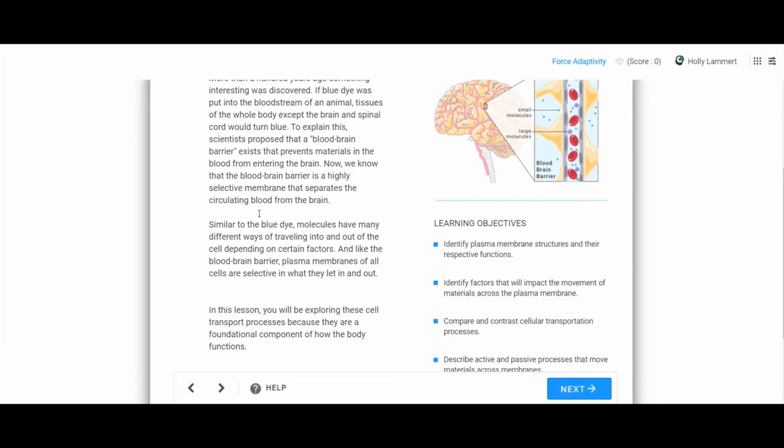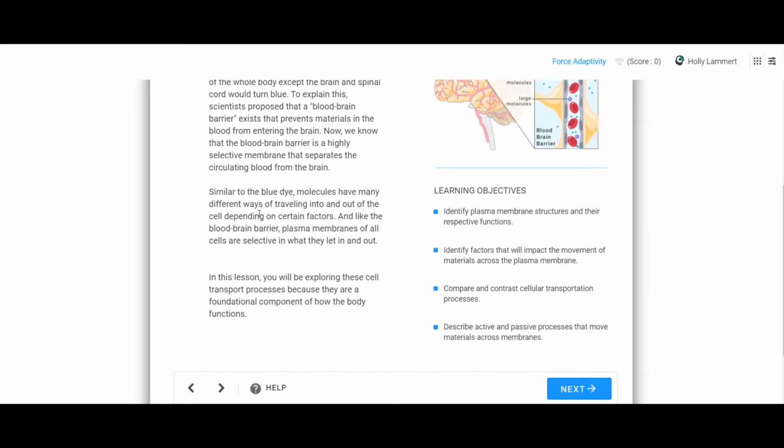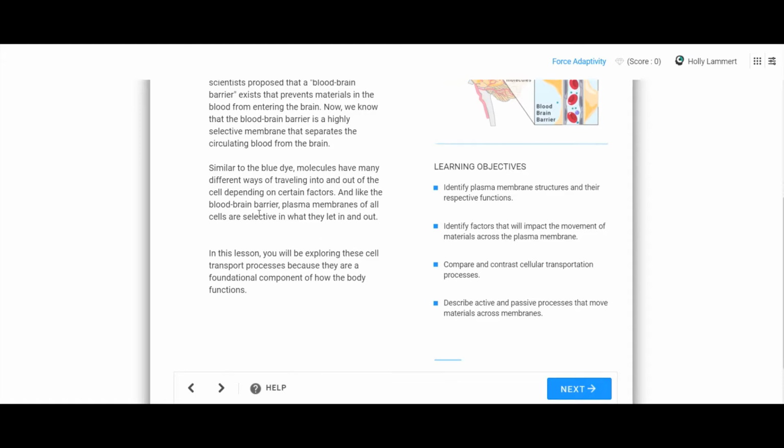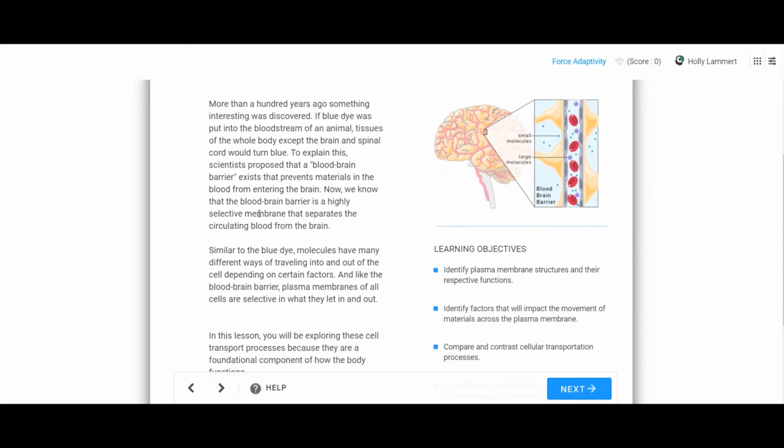And like the blood-brain barrier, plasma membranes of all cells are selective in what they let in and out. In this lesson, you will be exploring these cell transport processes because they are a foundational component of how the body functions. And so here we have a picture of the brain, and we have the membrane, which I believe is the dura mater, which means tough mother. It's this thick coating that keeps the brain in. And then under that, I suppose, is this membrane, with small molecules being able to come in, large molecules needing a transporter.